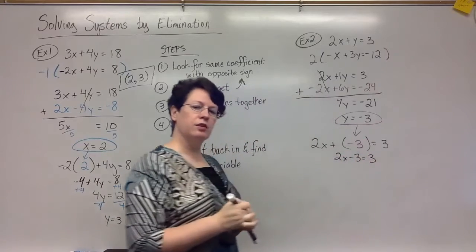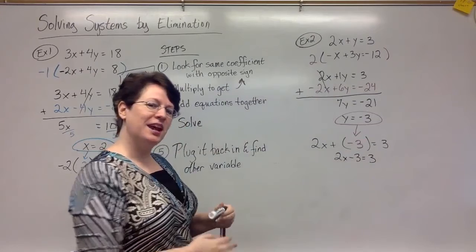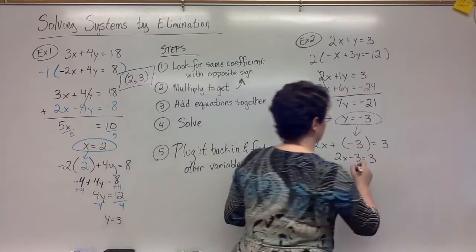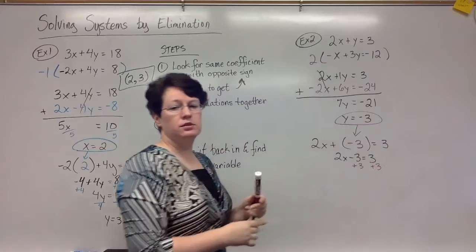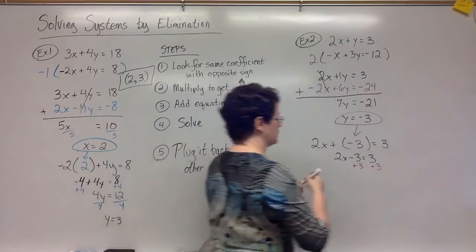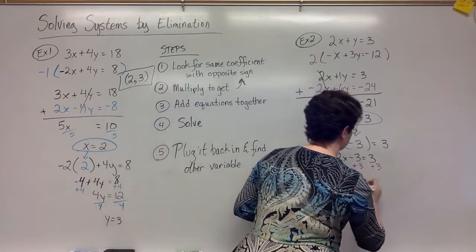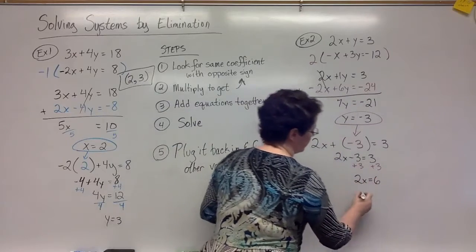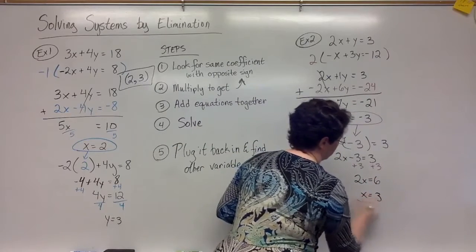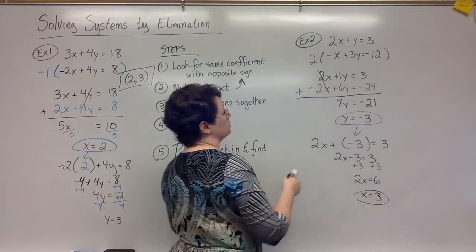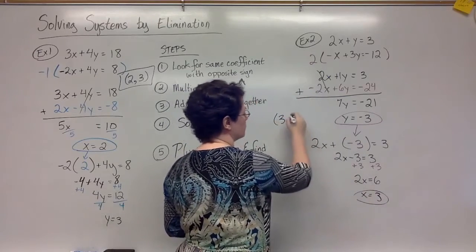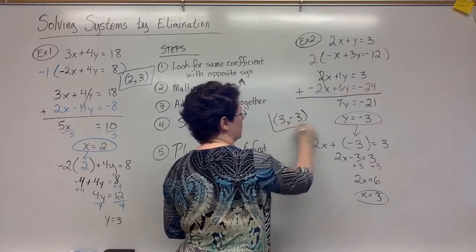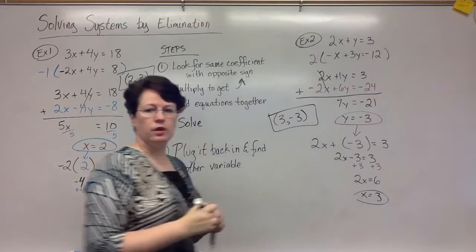Now what do we do to solve for x? Yeah, we're going to add that 3 to the other side. So add 3, add 3. 3 plus 3 is, I know, it's so anticlimactic, it's 6. And then we divide by 2, and we get x is equal to 3. So our answer is 3, because I got to write the x first, comma, -3. That's my y value, okay?